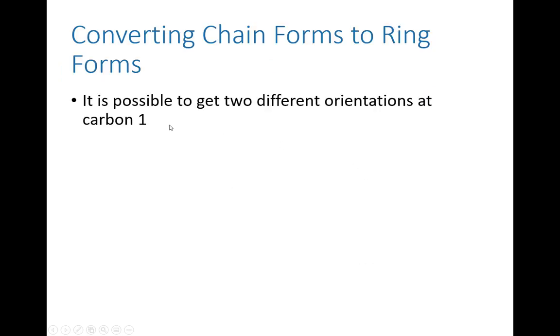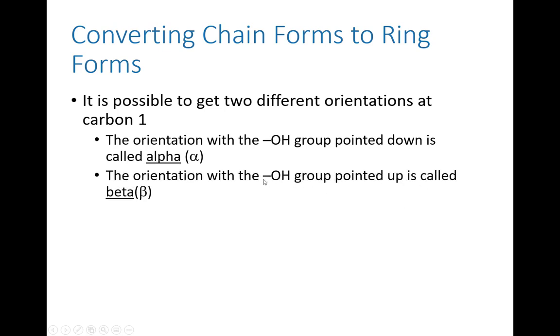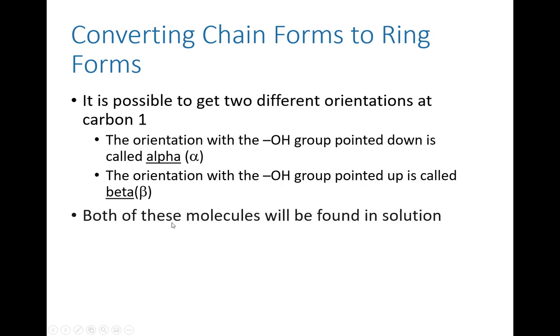So it is possible then to get a couple different orientations at carbon number 1. If the hydroxyl group is pointing down, we call that an alpha orientation. That's going to be important, and we'll come back as we'll see when we get into the disaccharides and the polysaccharides. And if the hydroxyl group points up, it is called beta. And so we will find both of these in solutions. Not in equal amounts, it turns out, but we find both of them.